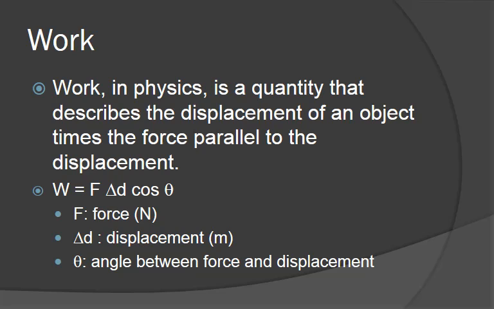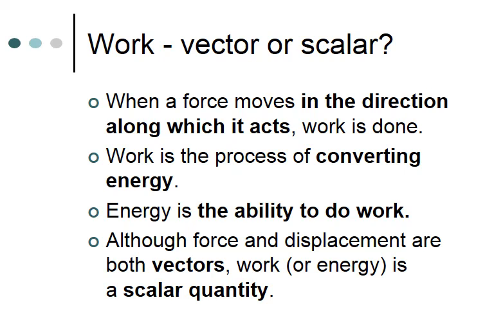All right, so work is the quantity that describes the displacement of an object times the force parallel to the displacement, and we end up getting a Newton meter for this unit of work, which turns into a joule. One of the questions we need to address is: is work a vector or scalar? It is a scalar. If a force is moving in the direction in which it acts, work is done. Work is a process of converting energy, and it's energy's ability to do work, and so it is a scalar. There's no direction with that.